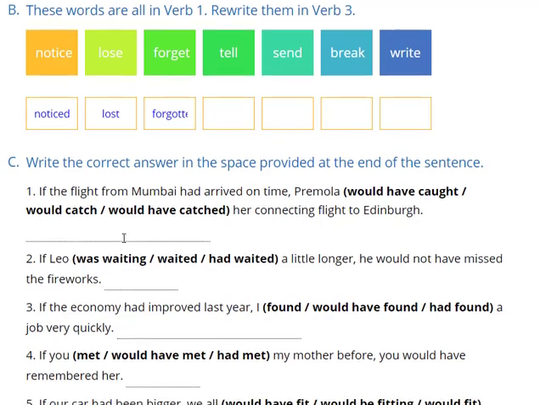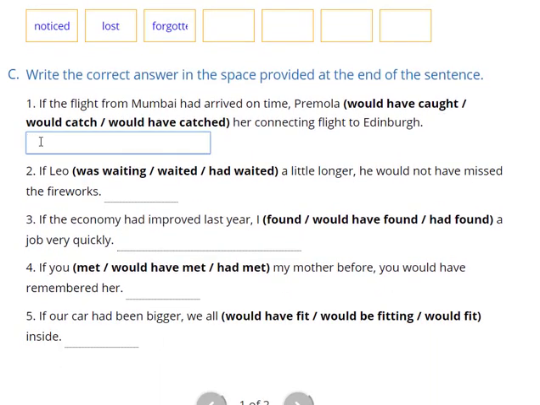So here's some more. Write the correct answer in the space provided at the end of the sentence. If the flight from Mumbai had arrived on time, Primolia would have caught, would catch, would have catched her connecting flight to Edinburgh. Okay, so which one is it? So if the flight from Mumbai had arrived on time, so what tense is this? Had arrived on time. It's past tense, right? Primolia would have caught, or is it catch? Would have catched her connecting flight. This is also past tense. Right? Would have caught.